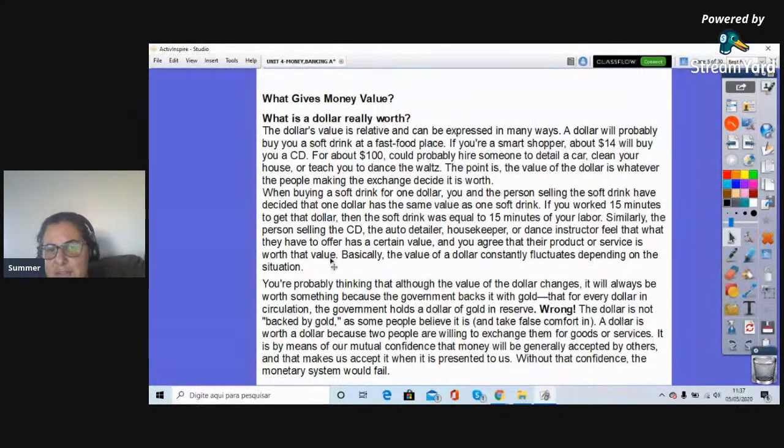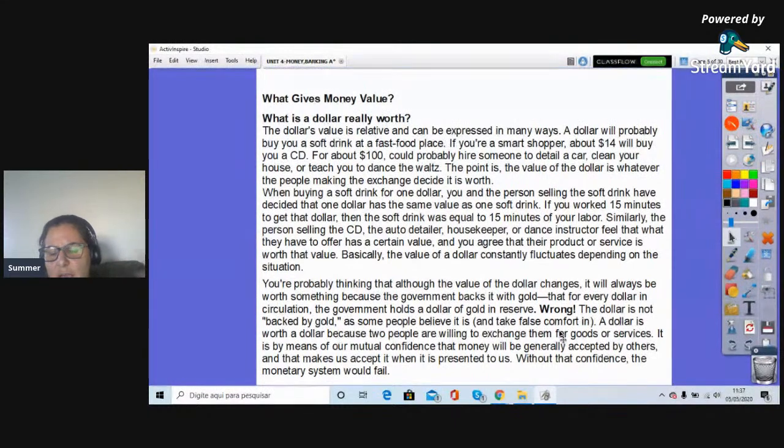So basically, the value of a dollar constantly fluctuates depending on the situation. And here we have, I don't know if you all have heard of this, that the value of the dollar will always be worth something because the government backs it up with gold. We always have this idea that for every dollar, there's gold, that the government holds $1 of gold reserve. And this is wrong, at least nowadays. The dollar is not backed by gold. We like to believe this because it gives us a false comfort. So a dollar is not backed up by gold.